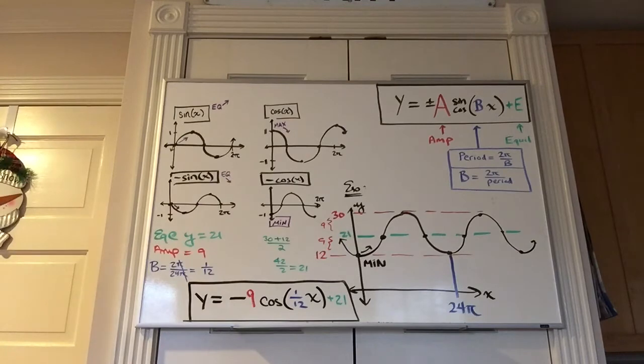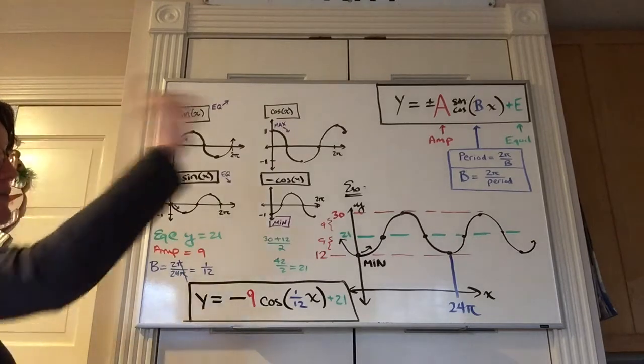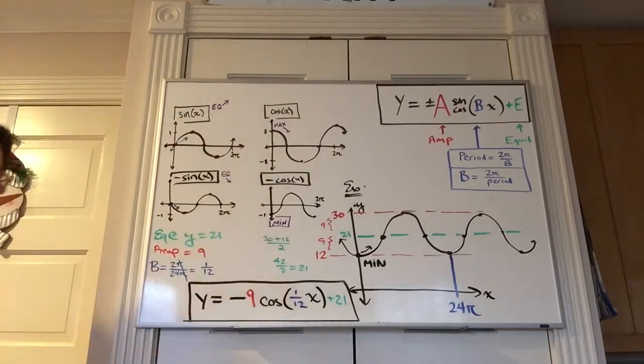And so this zany equation, negative 9 times the cosine of 1/12 of x plus 21, will look exactly like that graph. You've got the same properties we saw last time: equilibrium, amplitude, and a b value that tells you the period. And the fact that it starts at a minimum is why it's negative cosine instead of positive cosine. Okay, we'll do one more.